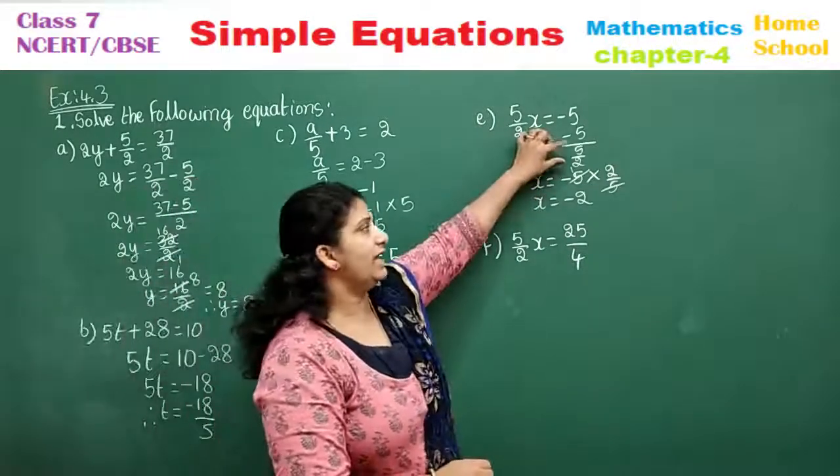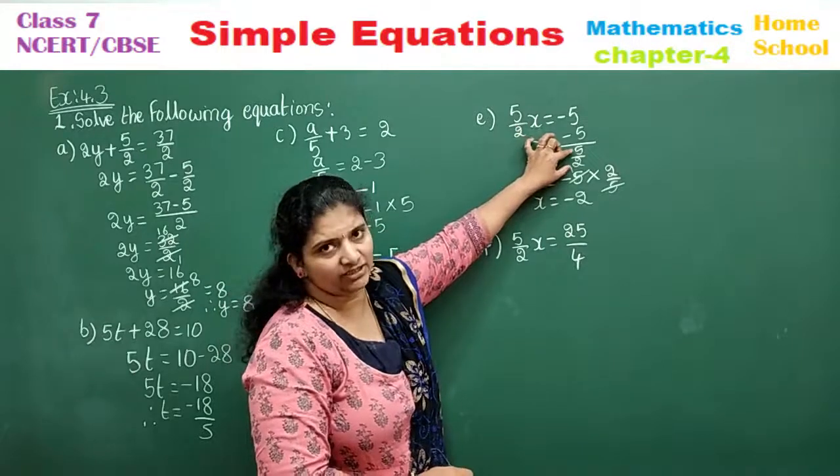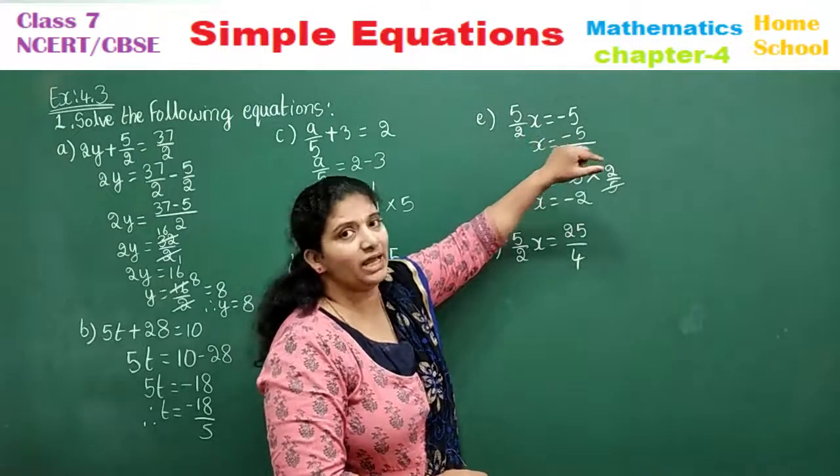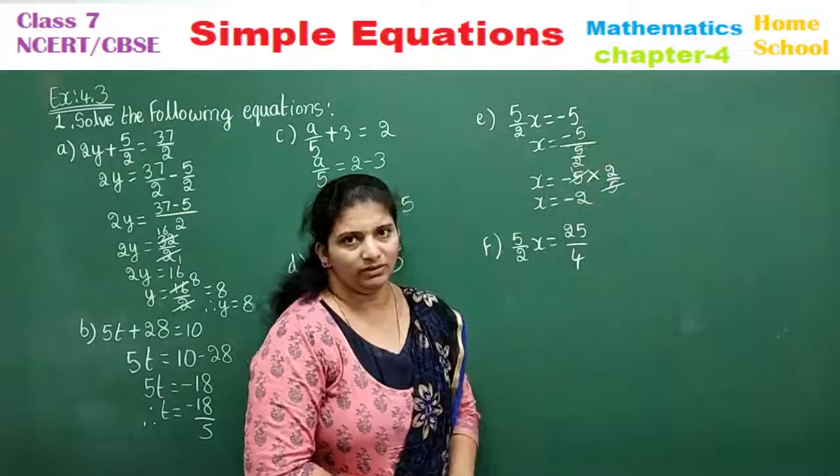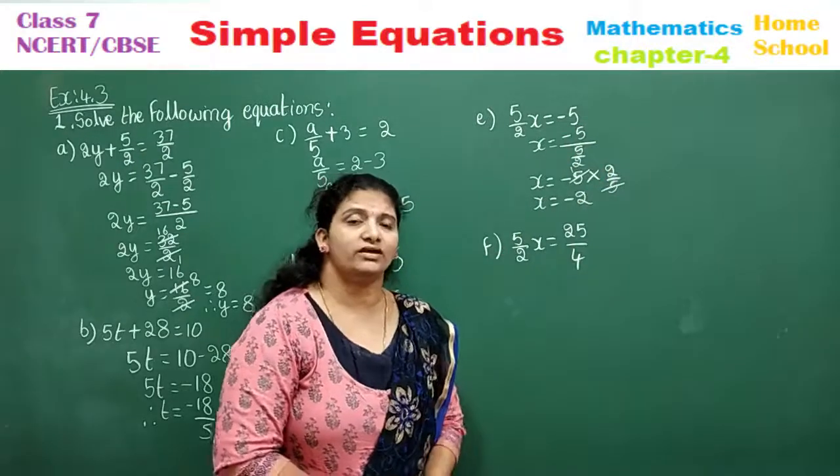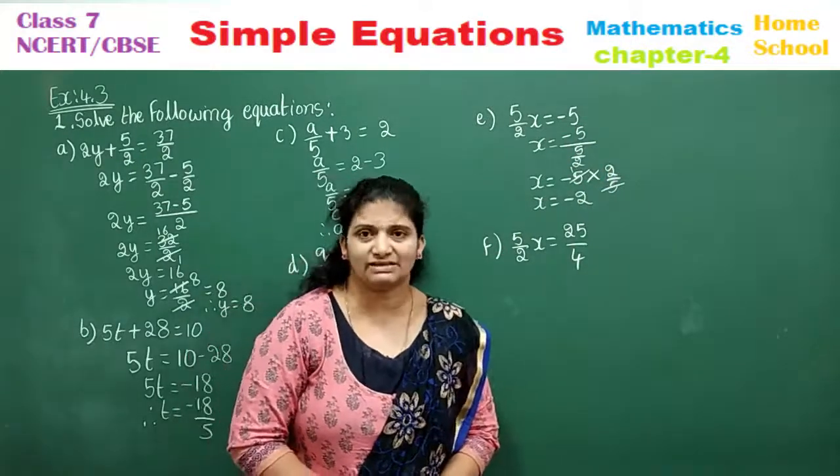See here, when any number is divided by a fraction, then that fraction can be multiplied with the number. Do you remember where we have done this in the second chapter, fractions and decimals?